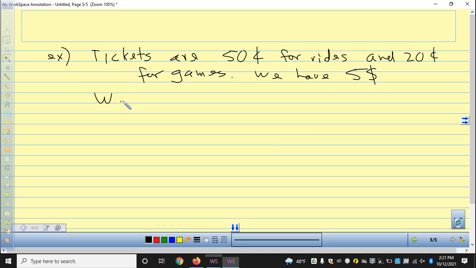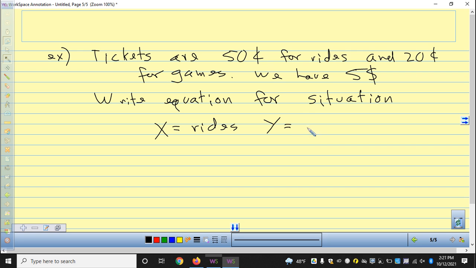We want to write an equation for the situation that relates the number of rides and games that we could play. Well, let's let x equal the number of rides and y equal the number of games. Whatever we do, the total has to equal $5.